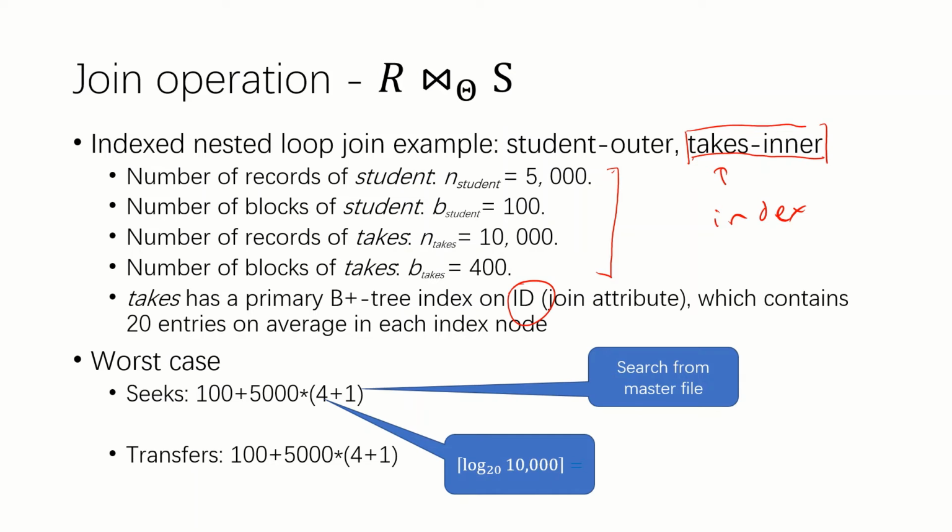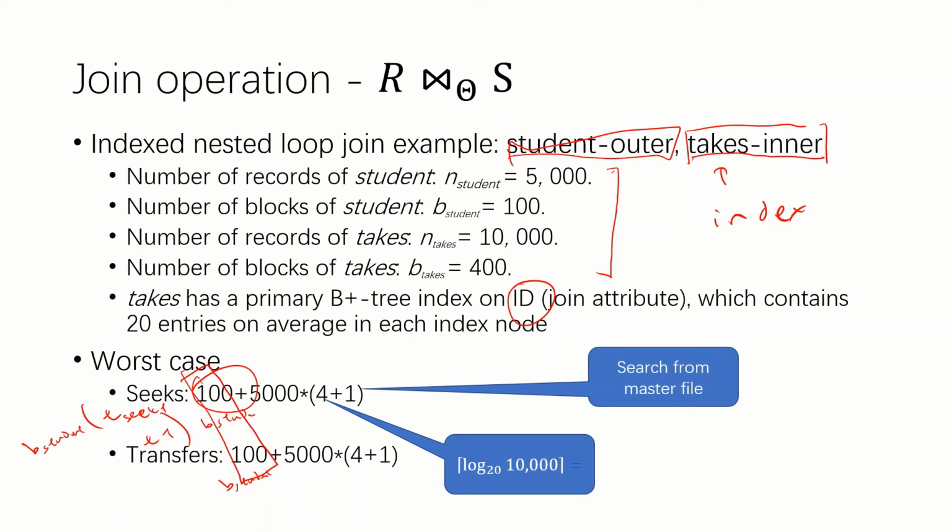For the outer loop, let's look at the simple case. The outer loop is just going to be the number of blocks, which is B student. As we discussed earlier, the time will be B student multiplied by T seek plus T transfer. So this will be that of the outer loop.